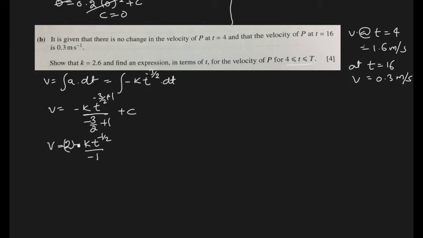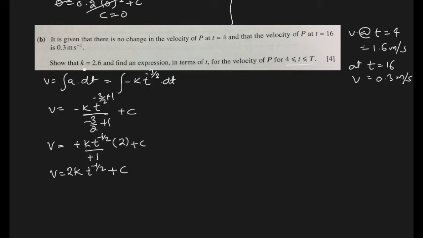They're not subtracting, right? So this negative and this negative will confuse you. So let me write 2 not here, I will write it here. Now negative and negative cancel. So v is equal to k, 2 can be written here, k t to the power minus half, and that was plus c.